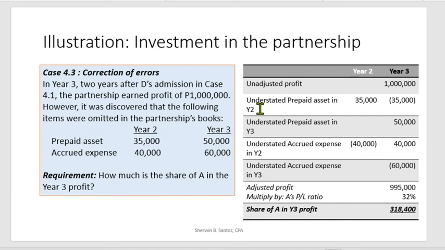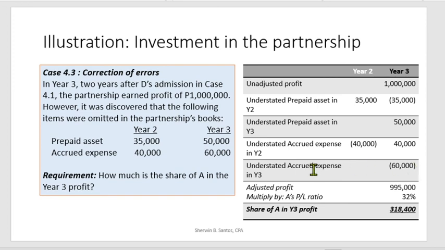So, what is the effect of this understated prepaid asset on the succeeding year? So, kung ito ay inadd mo on year 2, it will be deducted on year 3. Same is true with the accrued expenses. Kung binawas mo ito on year 2, i-add mo to on year 3 so as to counter balance. Okay, let's proceed with year 3 items. So, year 3 items, understated daw yung prepaid asset in year 3. So, ano gagawin mo? Year 3 ang pinag-uusapan. O, dagdagan mo lang, plus 50. Next, accrued expenses. Understated daw, ito gagawin mo, bawasan mo, 60.